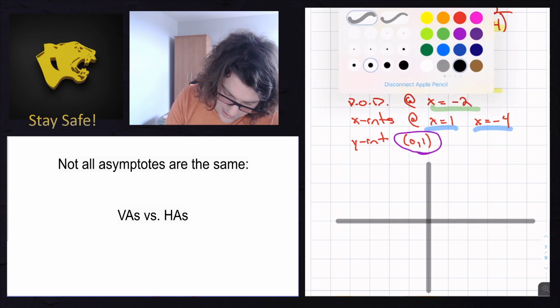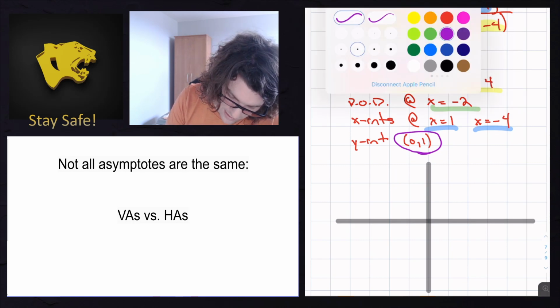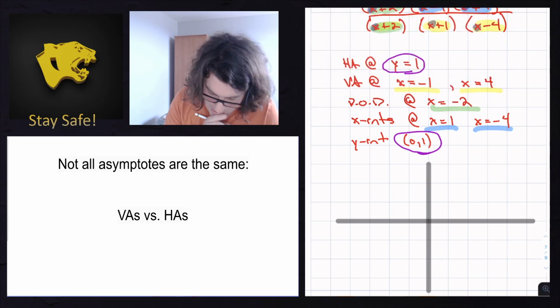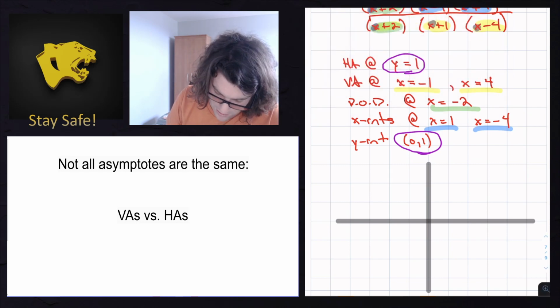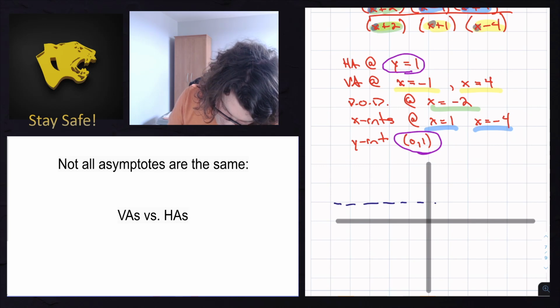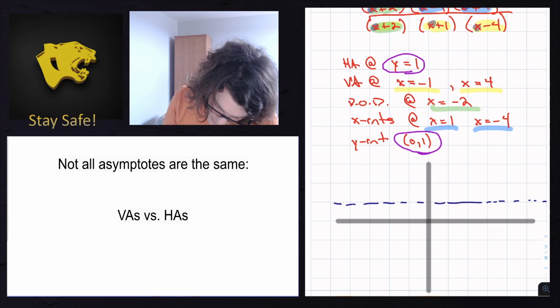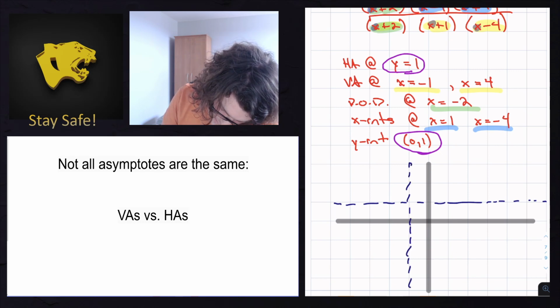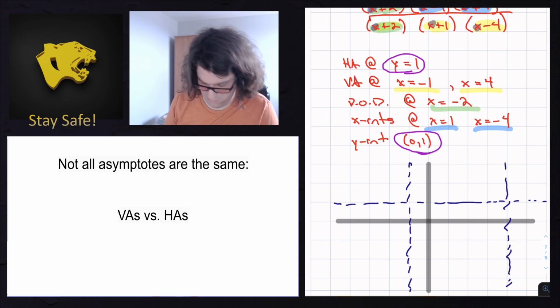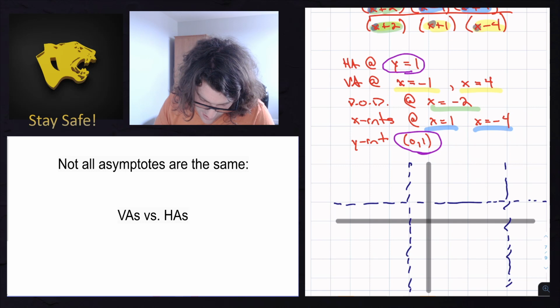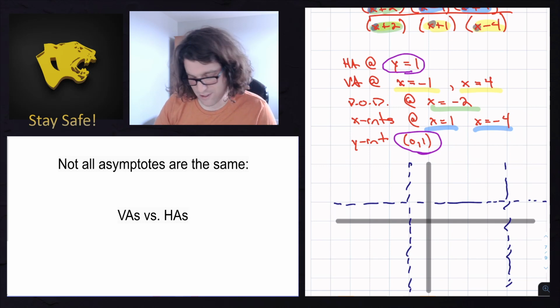All right, so let's go ahead and put some of these important points down. So first of all, we have a horizontal asymptote at y is equal to 1. Really good dotted line. All right, so we have a vertical asymptote at x is equal to -1 and x is equal to +4. I don't even know how I made those things squiggle so much. All right, and next up, I have a point of discontinuity at -2. That's hard to plot without knowing exactly where my graph is. So I'm going to wait and see.